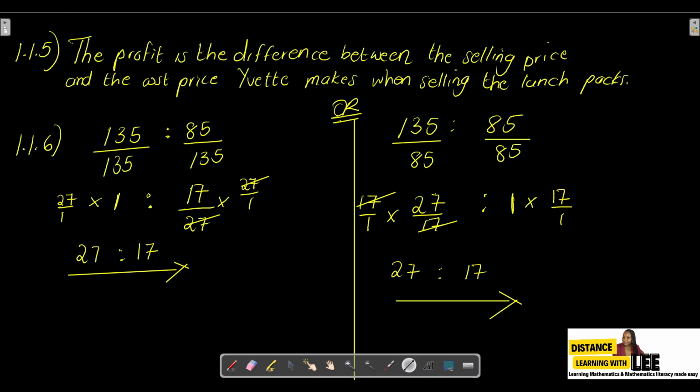Same as here. If we decide to have the 1 on the right-hand side, then you need to divide by 85. What you do on the right-hand side, you need to do on the left-hand side. But then you've got a problem. You can't leave your answer as 27 over 17. So we need to multiply it by 17 over 1. What you do on the left-hand side, you do on the right-hand side to get your simplified ratio as 27 is to 17.